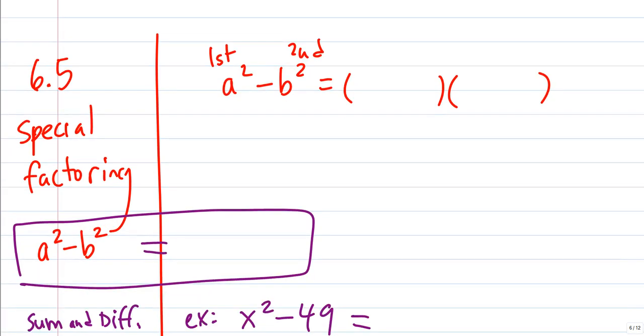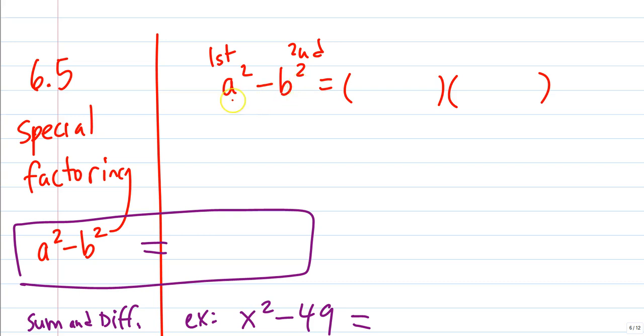So for section 6.5, we're going to be looking at some special factoring techniques. The good news is, if you already understand the rules for factoring, this isn't really anything, just kind of noticing some patterns. For instance, if I have something squared minus something squared, a squared minus b squared, okay?